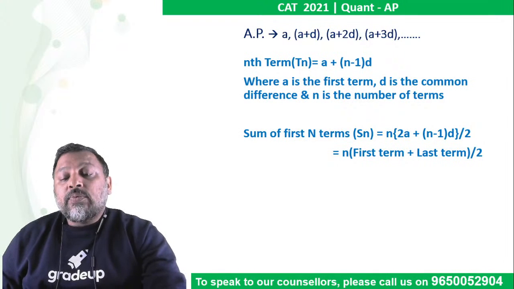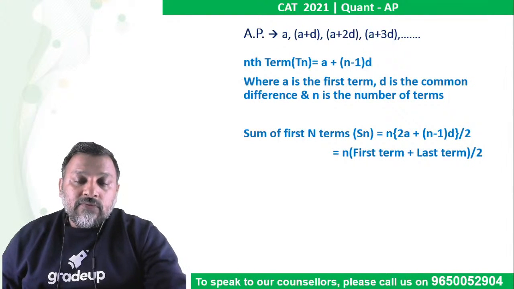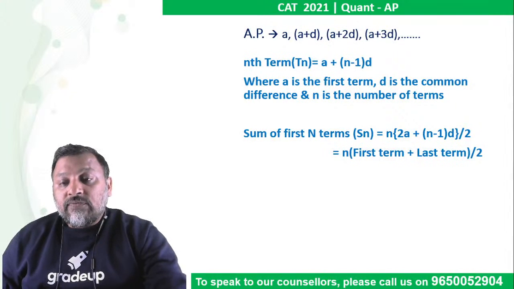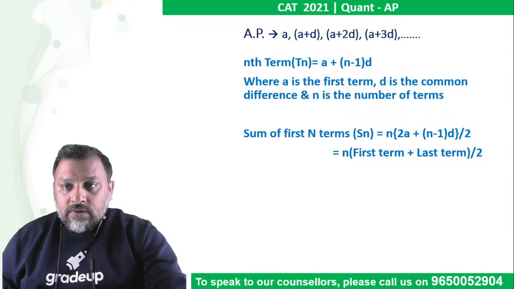So, see, arithmetic progression is a series in which the difference between the consecutive terms is constant.